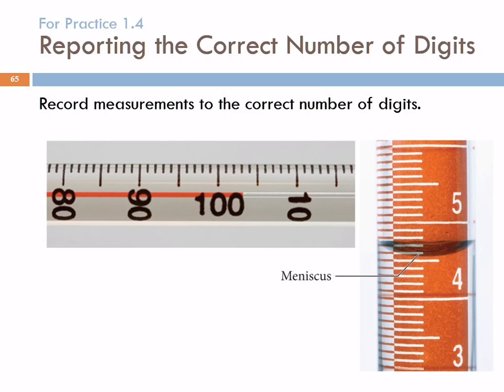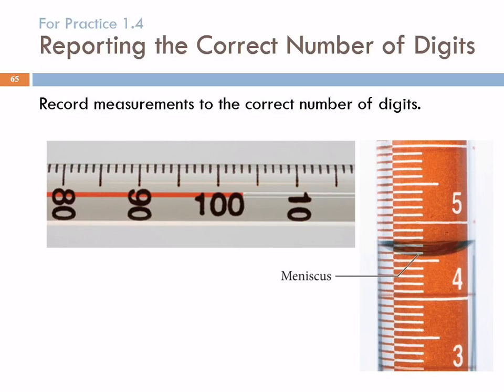Let's look at a couple other examples. Here's a thermometer. The question is asking us to record the measurements with the correct number of digits. So here's the red alcohol in here. They didn't do a great job here. It's kind of hiding behind the 100, but it's in here somewhere, right? Well, let's first think about the thermometer and its divisions and find out, what does the smallest division represent? What does each of these little black lines represent?